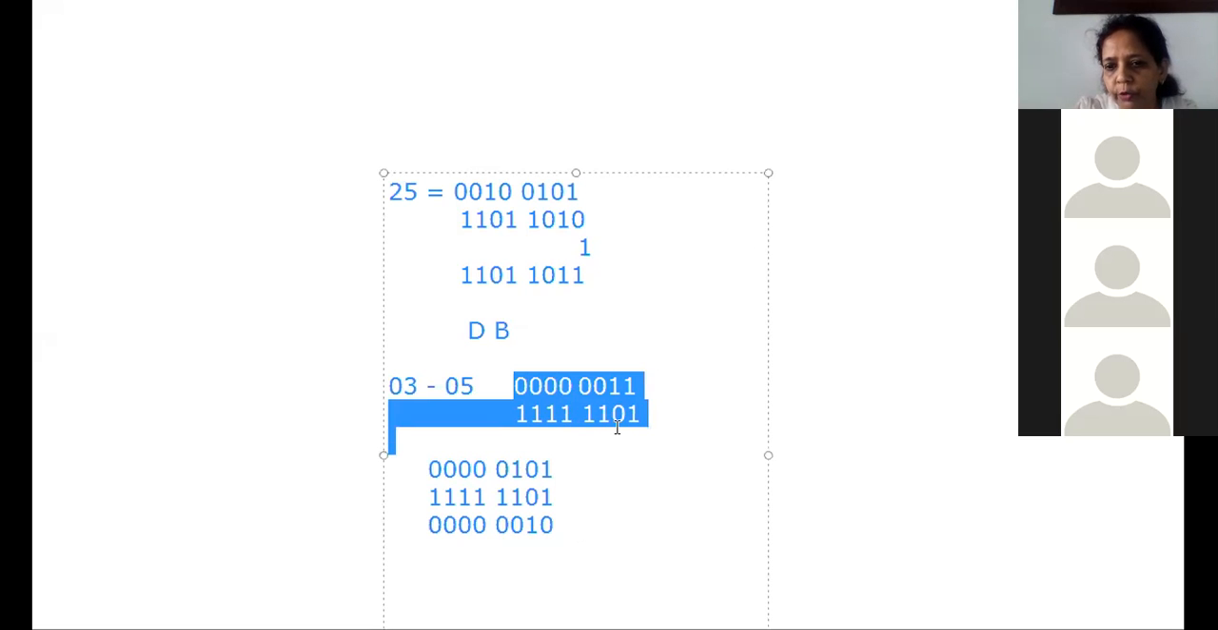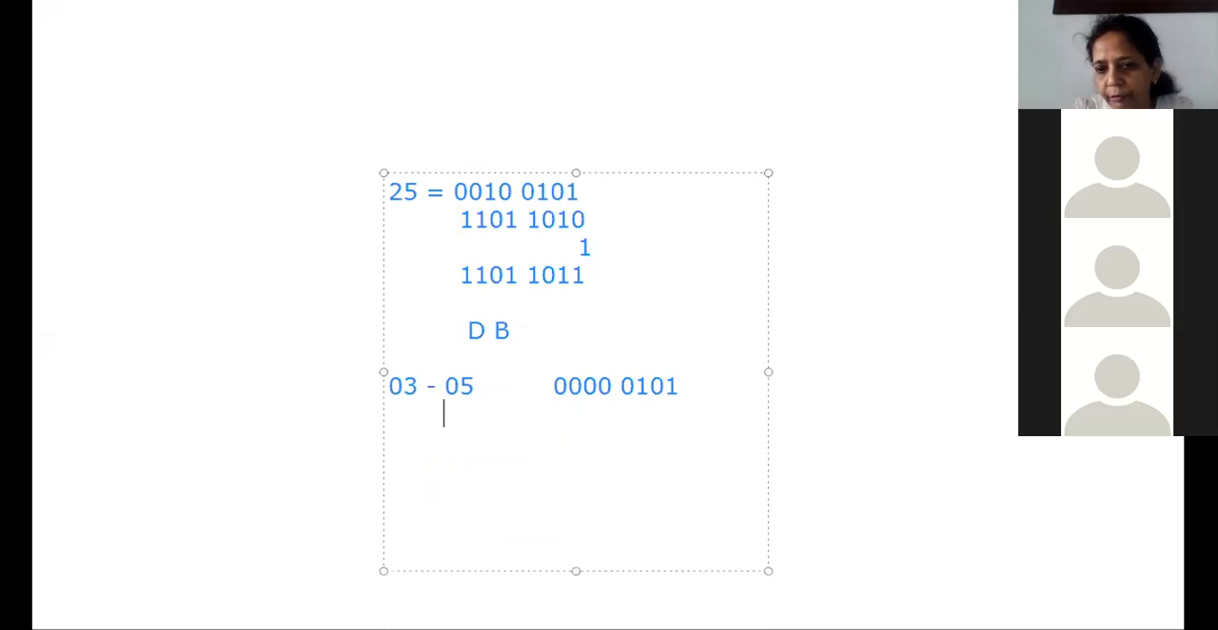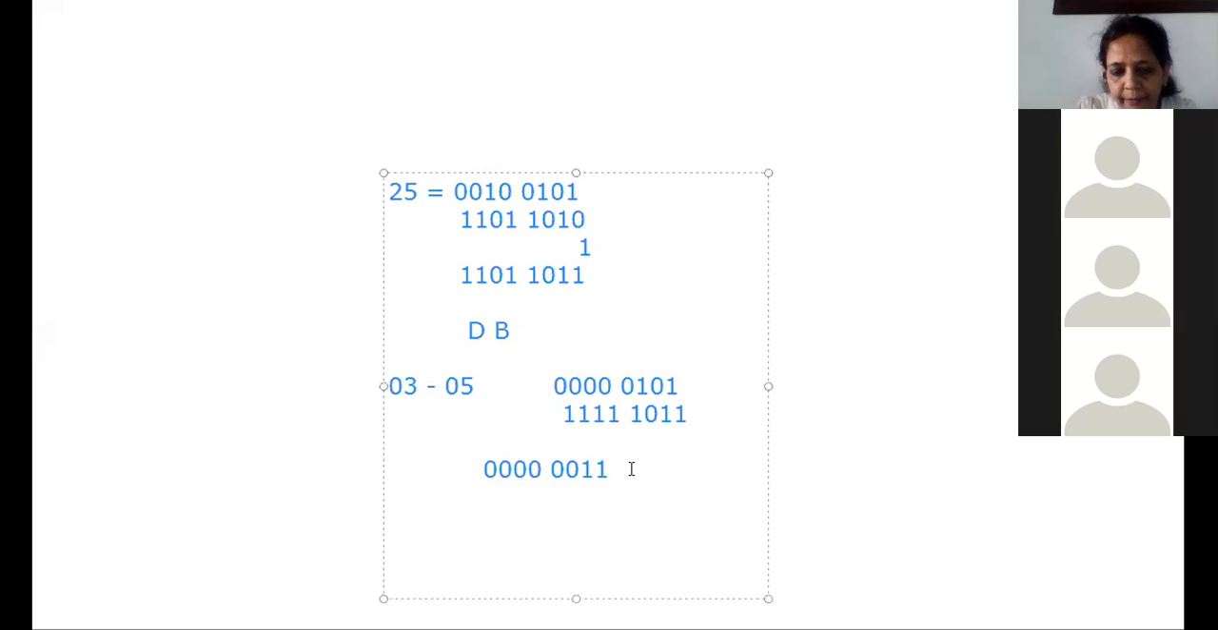Now whose 2's complement will you be taking? Whose 2's complement will you be taking? The number to be subtracted is nothing but 5. So take the 2's complement of 5. So what will it be? 1, 1, 1, 1, 1, 0, 1, 0, correct? Plus 1. That is, this will be the 2's complement of 5. So in 0, 3, 2's complement of 5 will be added. Correct? So what is the answer now?